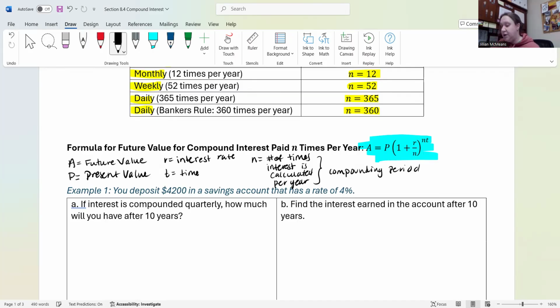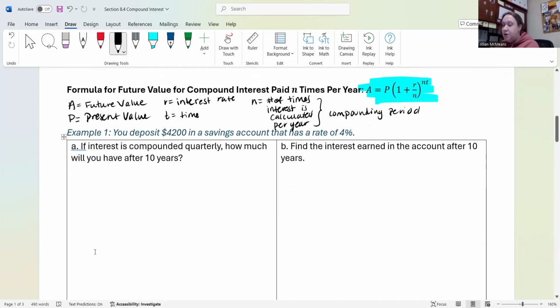All right, so let's look at two examples. Example one says here you deposit 4,200 in a savings account that has an interest rate of 4%. So we already know P is 4,200. We know R is 4%, but don't forget we write it as a decimal, so 0.04. And then for part A, it says if interest is compounded quarterly, how much will you have after 10 years? Well, T is easy, it's just 10.